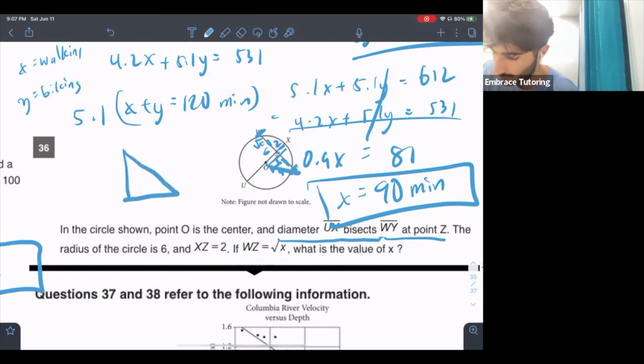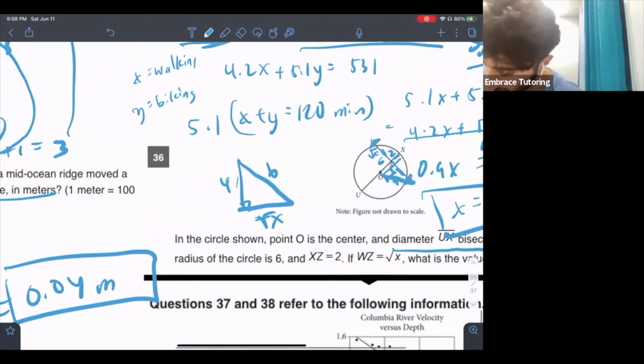So let me draw this more clearly for you. You have a right triangle. The hypotenuse would be 6 because that's the radius. And now this leg would be the bisected part, which would be radical x. And this leg would be 4, because XZ is 2 and the entire radius is 6. 6 minus 2 is 4, which gives you this leg.